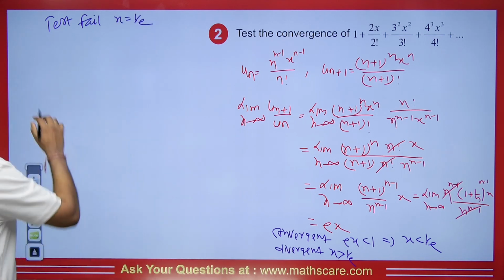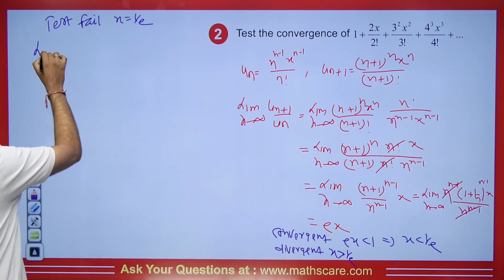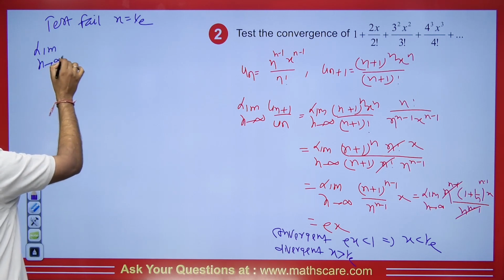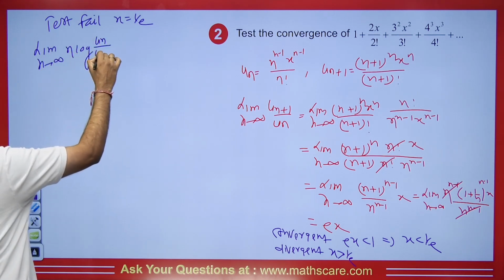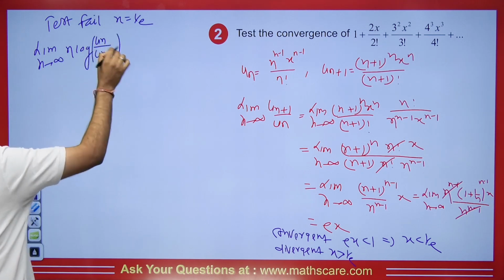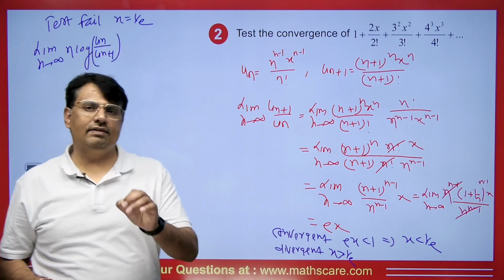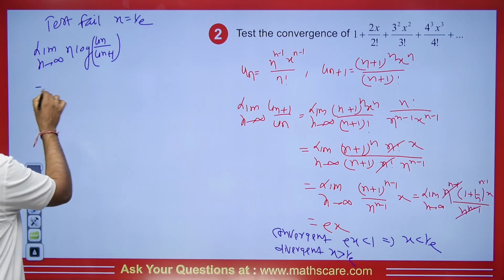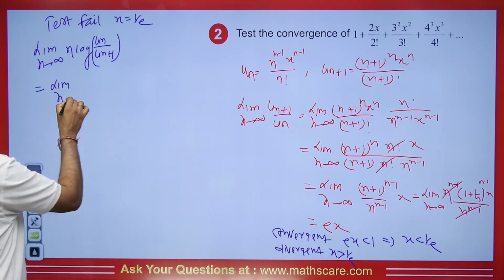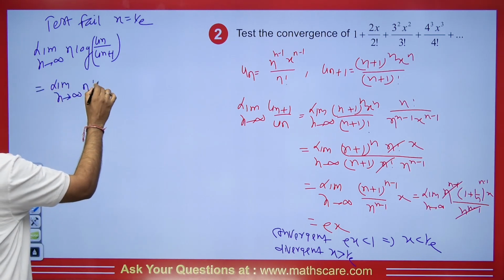Our next step is to apply the logarithmic test to it. In this we have limit n tends to infinity. We will write n log, and after that, we will put the value as u n divided by u n plus 1. Our next move will be to calculate this here and find out the exact value of this term. So, when we calculate its value, it will come out to be limit n tends to infinity, n log.